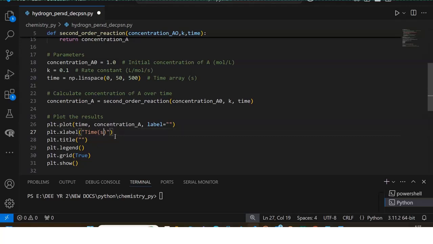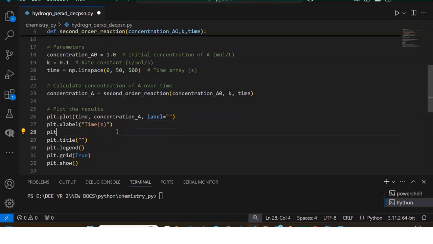Then we also need plt.ylabel, so that we label the Y-axis, and this is going to be concentration of A. Let's just copy this and put it here. It's going to be concentration of A. Units is in moles per liter. Remember that. So moles per liter, and then that's done.